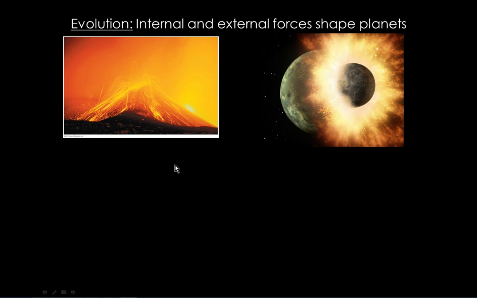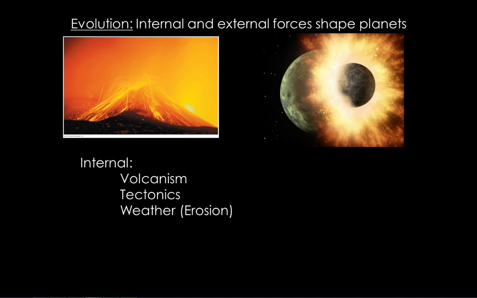They're what you would call internal influences and external influences. So internal influences on a planet are the things that they kind of do to themselves. Volcanism, plate tectonics like earthquakes, and then just normal weather erosion. For instance, if you have a soil cliff, after thousands of years it won't be there anymore because rain and atmosphere has removed it.